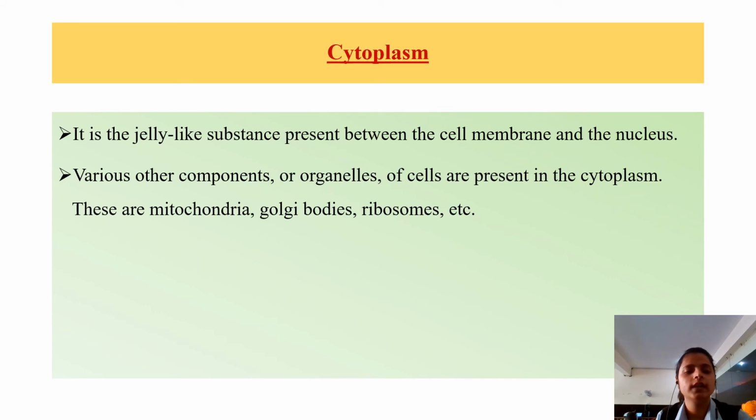Okay, so our next topic is cytoplasm. So now we are going to read about the cytoplasm. The first point is it is a jelly-like substance. Cytoplasm is a jelly-like substance present between the cell membrane and the nucleus. The various other components or cell organelles of cells are present in the cytoplasm. These are mitochondria, Golgi bodies, and ribosomes. There are some other cell organelles as well, but we need to study these three basically: mitochondria, Golgi bodies, and ribosomes. Now let's move further.